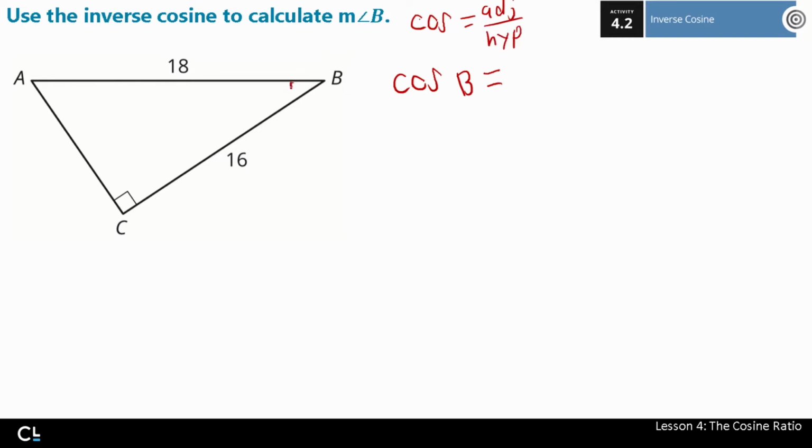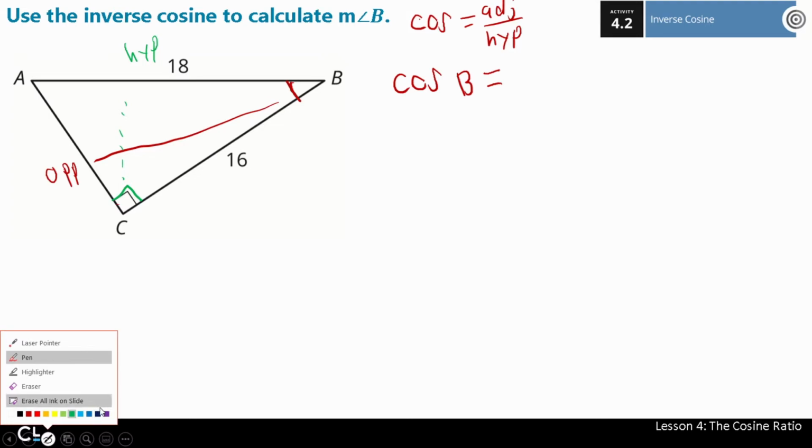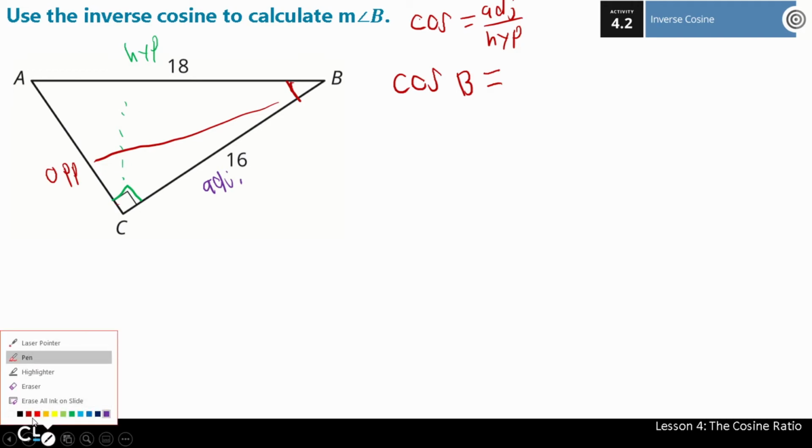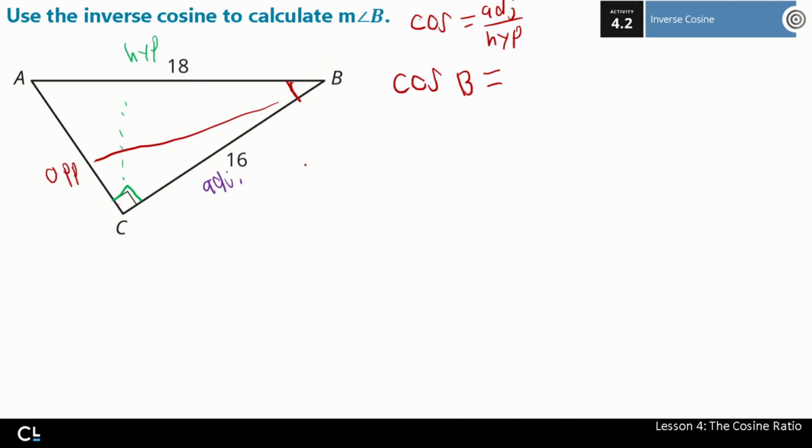So B here is my reference angle. Across from B, if I draw my line across, this is my opposite. Across from my right angle is my hypotenuse. And that means the last side that we're left with here is going to be adjacent. Right? So with that being said, the cosine of B is going to be my adjacent, 16, over my hypotenuse, 18.